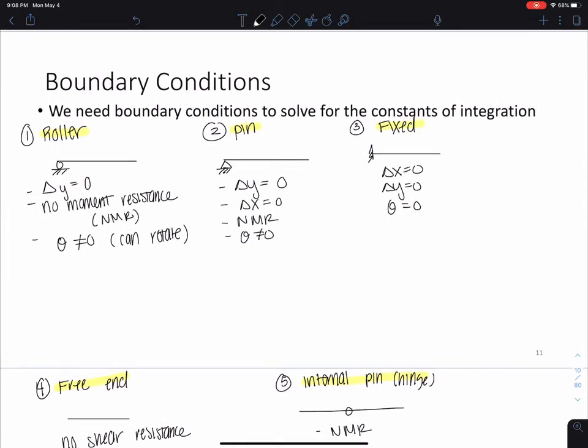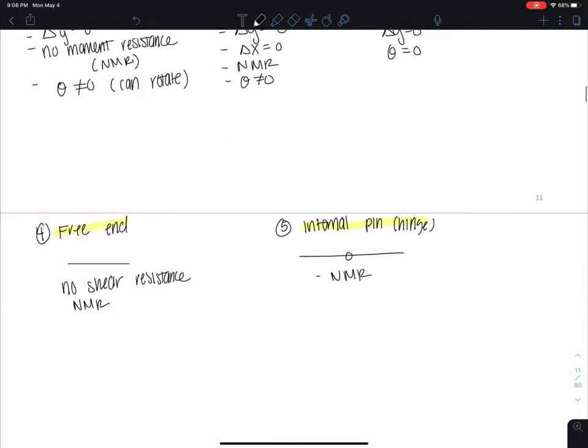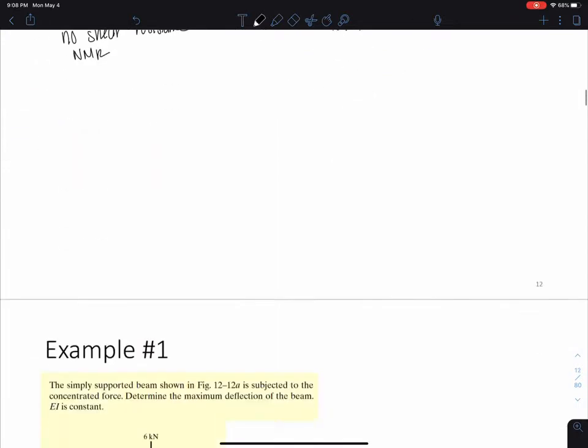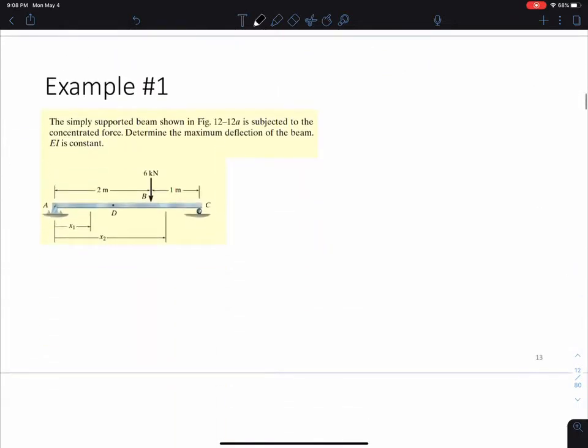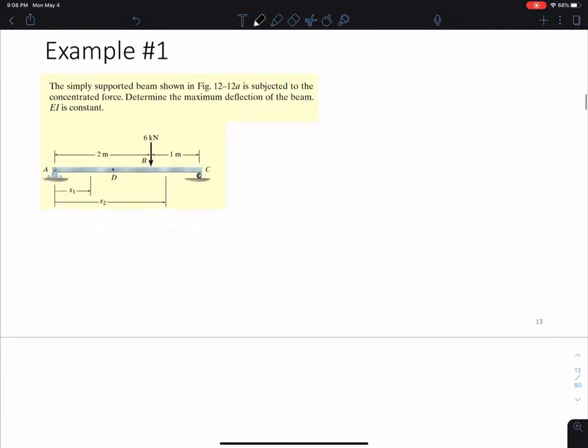This will help you a lot in determining the elastic shape, the elastic curve, the deflected shape, and it'll help you in your future classes too, for sure, for structural analysis as well. Okay, so let's get into an example now. We have a simply supported beam and it's subjected to this concentrated force that's shown, and we want to know what the maximum deflection of this beam is.